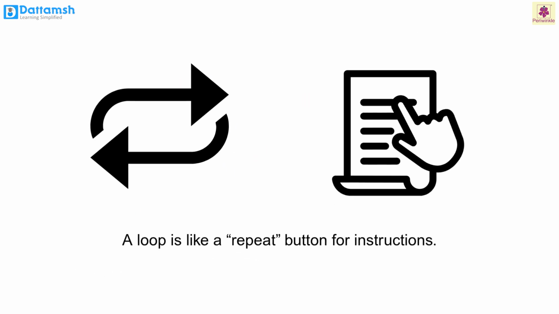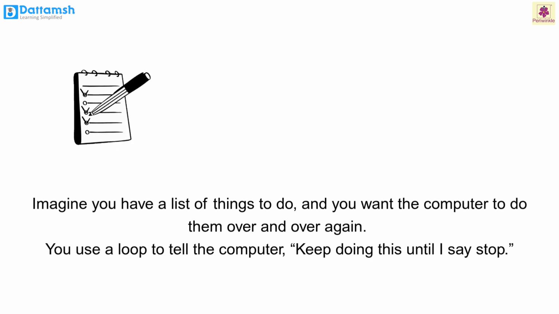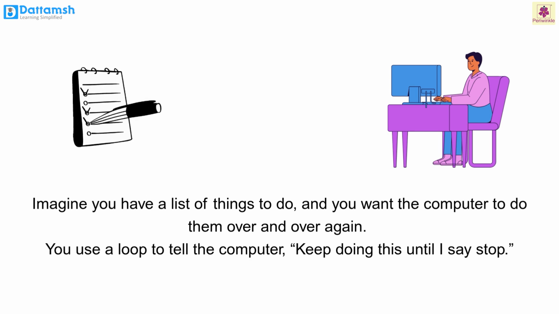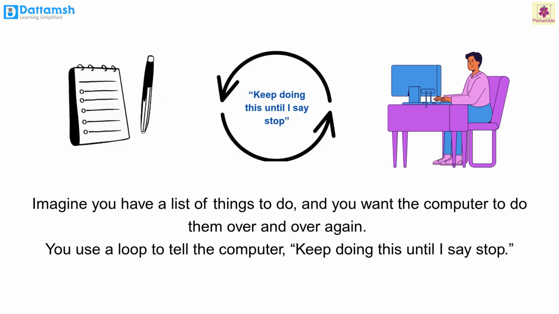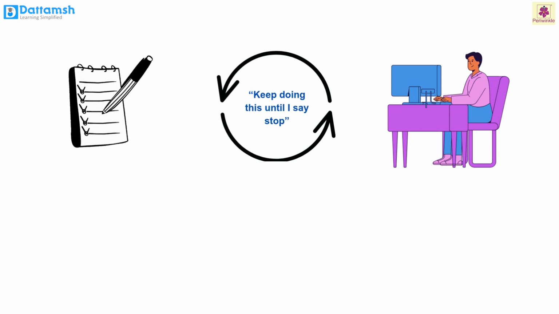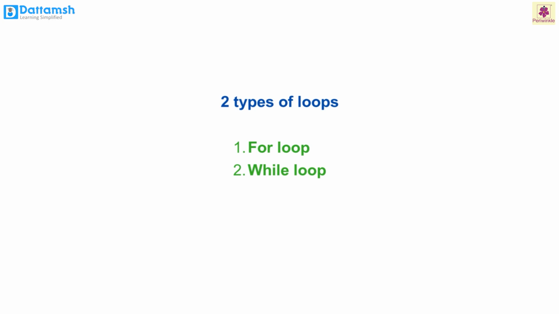A loop is like a repeat button for instructions. Imagine you have a list of things to do and you want the computer to do them over and over again. You use a loop to tell the computer, keep doing this until I say stop. In this chapter, we will study two types of loops: for loop and while loop.